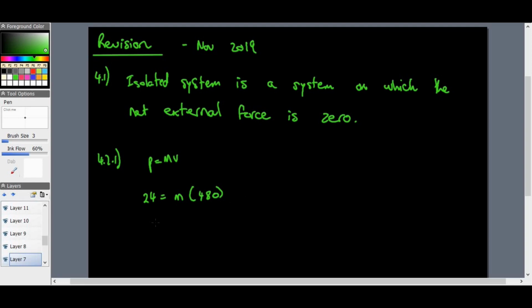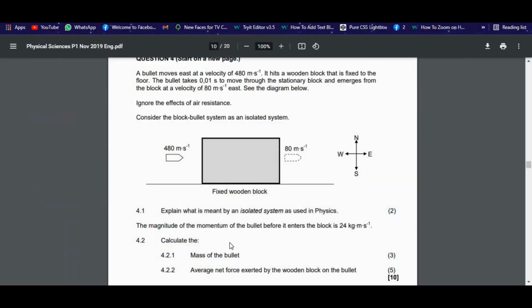So if we divide both sides by 480, then the mass of the bullet must be 0.05 kilograms. If we multiply by 1,000, just to get some accuracy, my mind is 50 grams. But remember in physics, we measure everything in kilograms. And of course the last question there, 4.2.2, to end things off: give the net or the average net force exerted by the wooden block on the bullet.